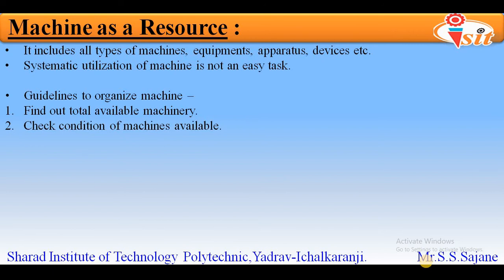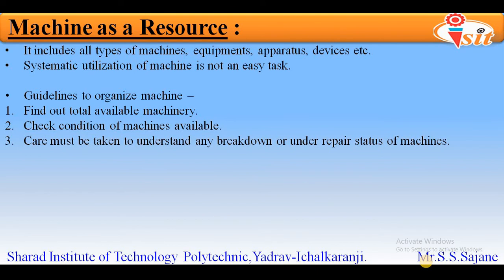The supervisor has to check whether the machines are working properly or are broken down, because it is very much necessary that whatever machines are available are in very good condition. If a machine is taken into consideration and while performing the task on that machine it fails to perform its function, then it can stop the entire production, and thus it can be a big loss. To avoid this, it is necessary that the exact condition of the available machineries is checked thoroughly. After checking the conditions of the machines, it is necessary to understand any breakdown or under repair status of the machines.